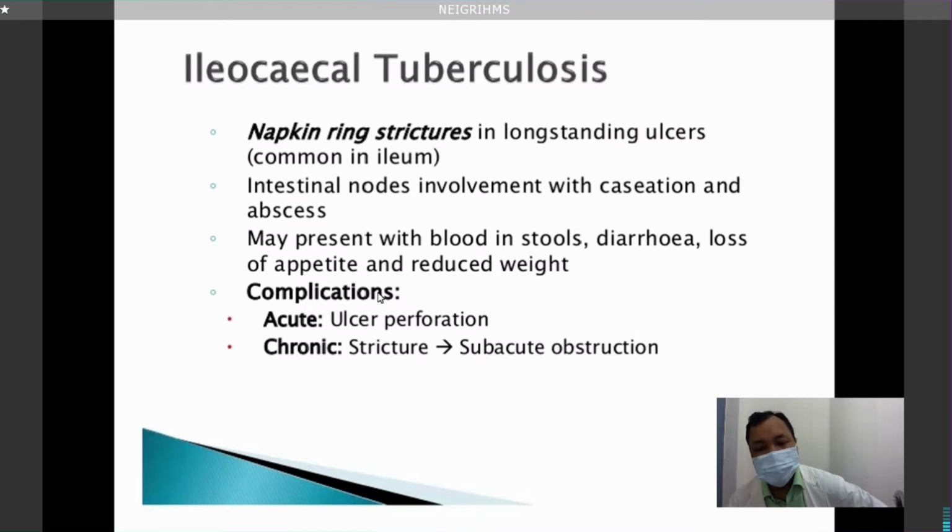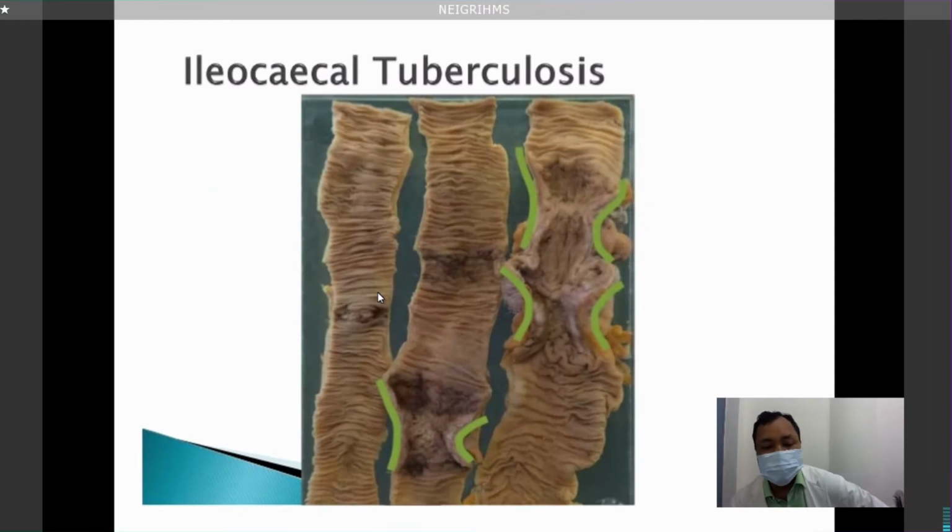These longitudinal ulcers, which you sometimes see in the ileum, we see in the form of napkin ring strictures. Then sometimes there can even be perforation and obstruction. If you see here, the ulcers are transversely placed mostly, but in the right side picture, you can see there are longitudinal ulcers, which are known as napkin ring strictures.